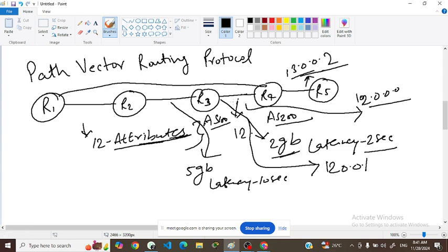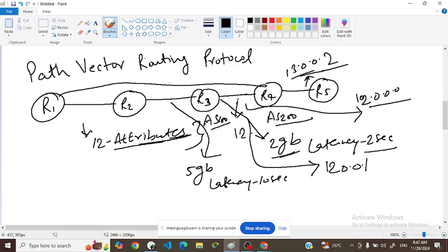And R4 will also give the information to R1 that the link is up and I am able to reach these two next hop IPs. Is it clear? Yes, sir. So the entire information of the path R4 will share to R1, and similarly R1 will share to R2, and R2 will share to R1.